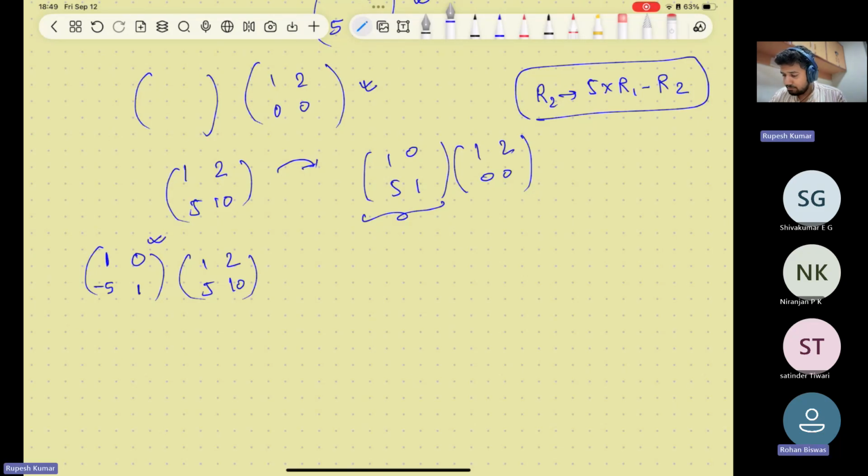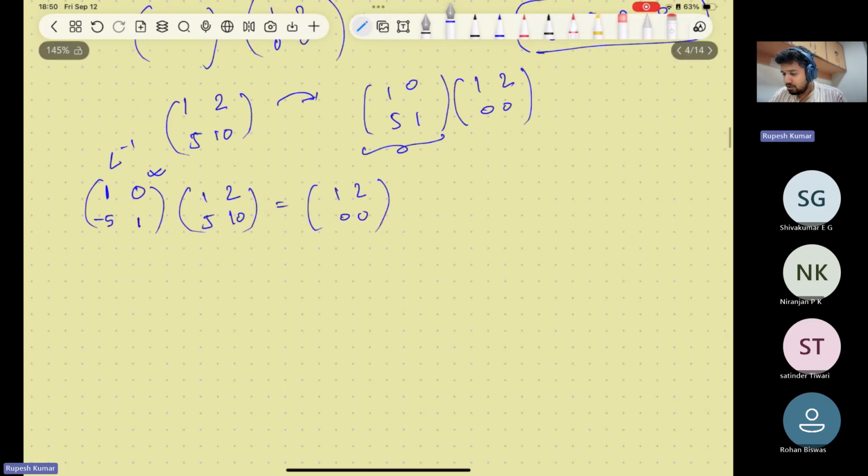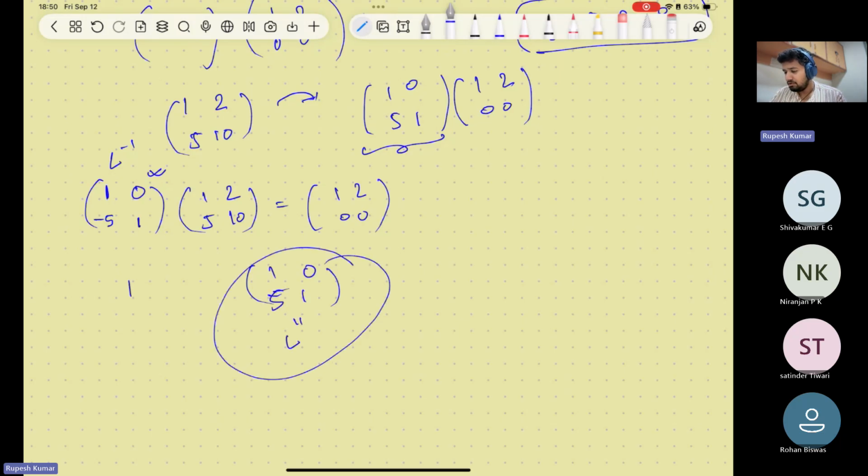Now take the inverse of this matrix. So this is L inverse, and you get the matrix 1 2 0 0. Now you take the L inverse of this matrix and you will get the answer. L inverse would basically use the determinant, which is 1. So this is the L inverse, and this is the L matrix. You can get from here to here. Is this fine? Yes, sir.